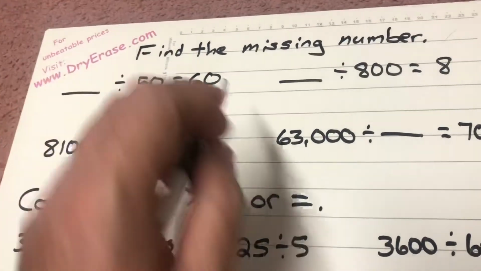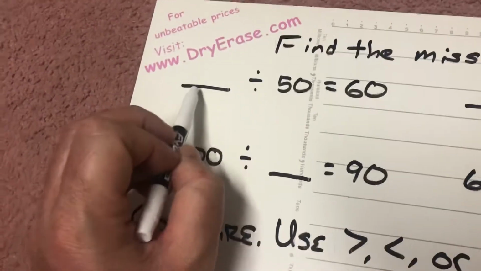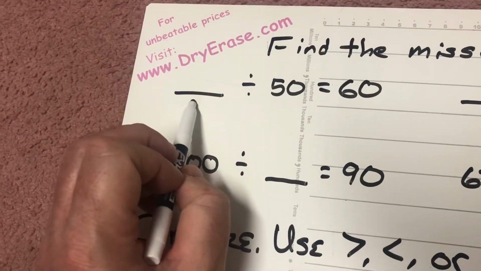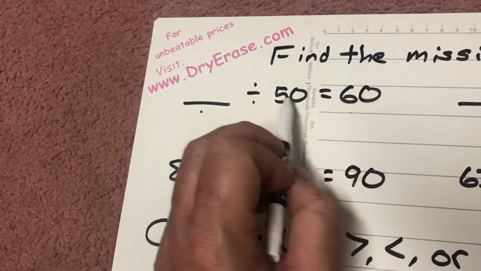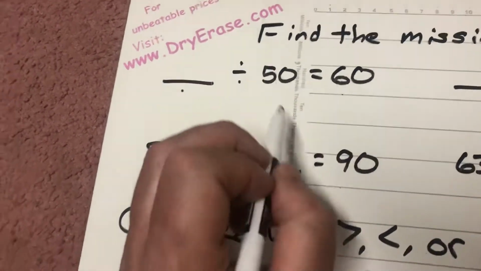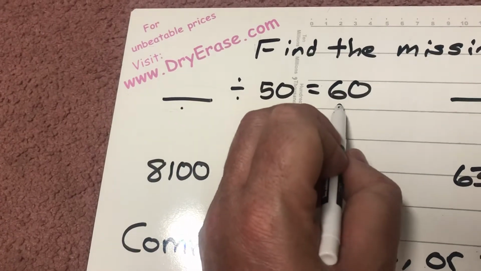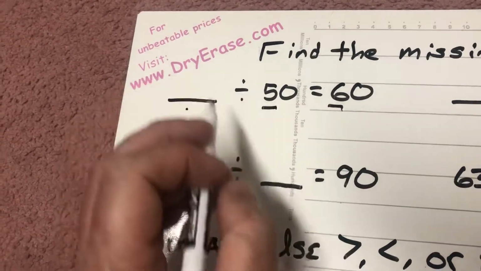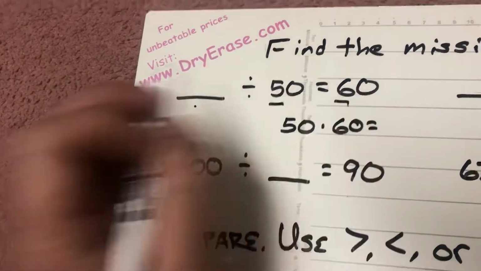Something divided by 50 equals 60. Well, in a division equation, when it's the first number you don't know, you simply multiply those two numbers. So this brings in a skill that you learned back in chapter 5. It's essentially going to become 60 times 50. Well, I know that 6 times 5, and if I want to go ahead and write 50 times 60, I can.